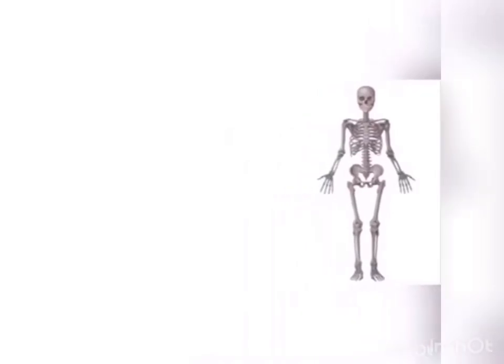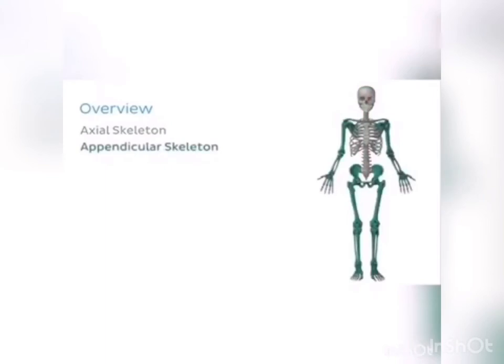Before we begin, let me first give you a quick overview of what we're going to talk about today. So the first important fact to establish here is that the skeleton can be divided into two main parts. The axial skeleton, which is essentially the core central region of the skeleton, and the appendicular skeleton, which consists of the bones attached to this region, or the appendages.